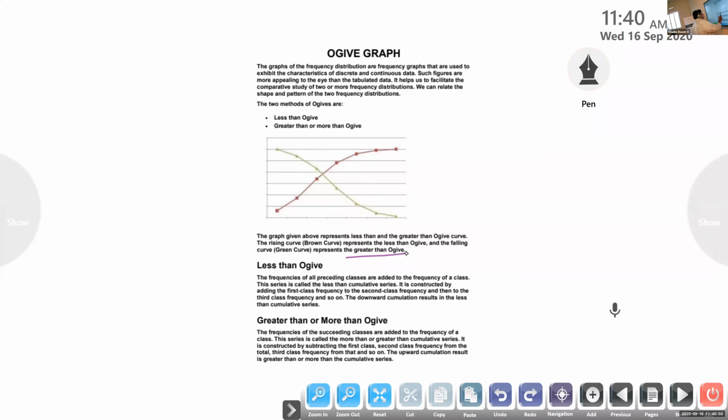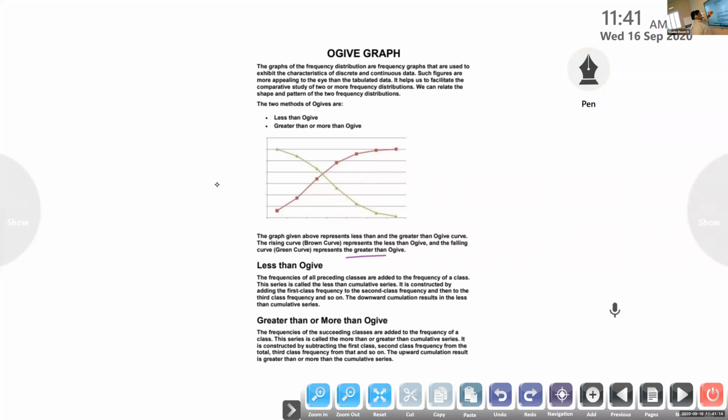And the green color indicates the greater than ogive or more than ogive, which starts from a big number and goes to the low number. Here this is the movement and here this is the movement. So 1 to 100 here, and here it is 100 to 1. This is basically considered as more than ogive and less than ogive.